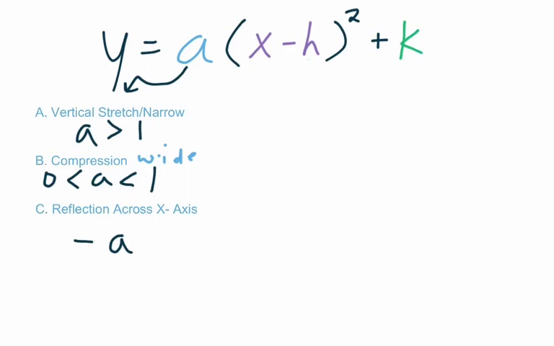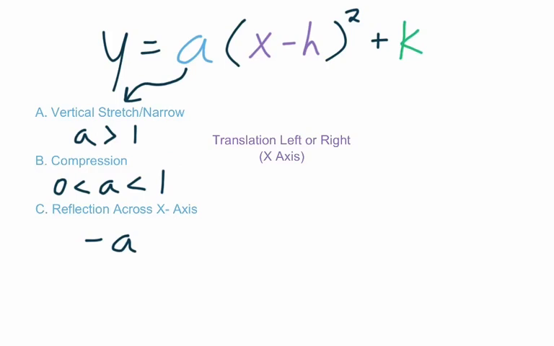A reflection across the x-axis means your parabola is going to flip over. You're going to get a parabola that looks like that, or maybe like that. That's a kind of messy parabola, but basically it's going to flip over and start going in a downward direction. Okay, so that's what the A stands for in our vertex form here.